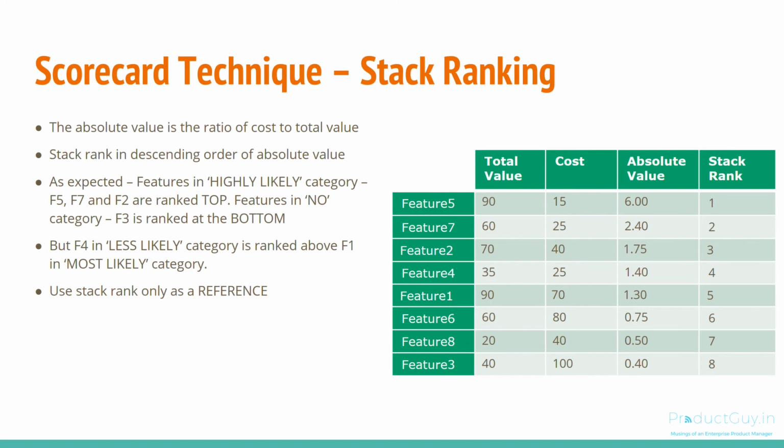Features in those categories cannot be prioritized based on absolute value alone. As I had indicated earlier, those features should be evaluated further to understand whether features in the most likely category can be a sustainable delighter or differentiator, and features in the less likely category are the most basic features that customers expect. For those reasons, I recommend stack ranking to be used only as a reference.